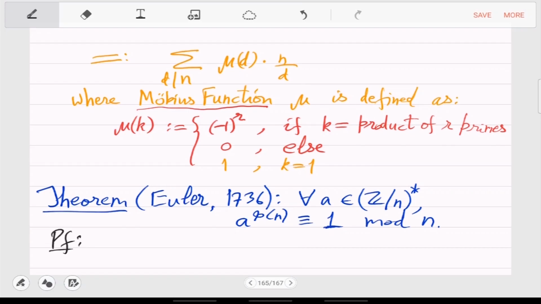Okay, so in particular, this is true for any n, composite or prime. If you take n to be prime, then phi of n, you know, is n minus 1, so you recover Fermat's little theorem. Okay, so this is the generalization of FLT. How do you prove this now? How did we prove FLT?